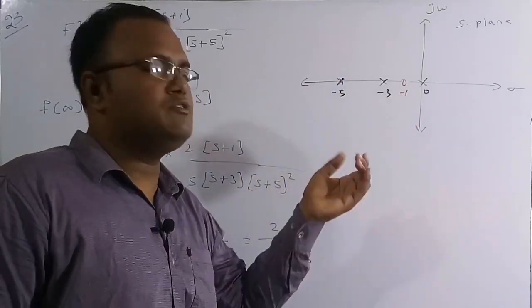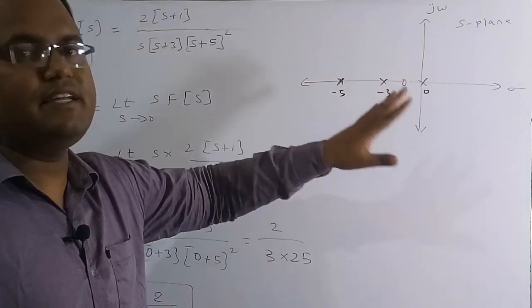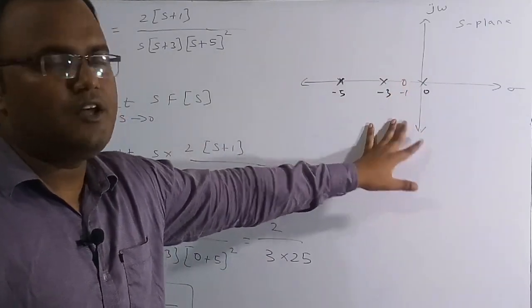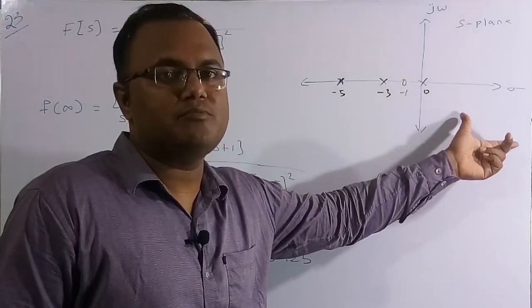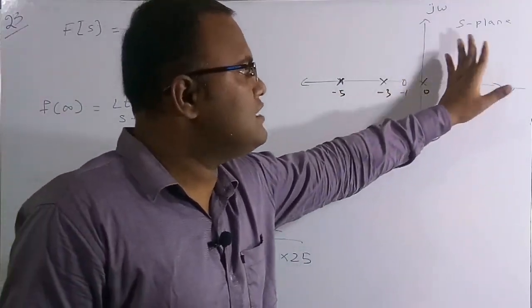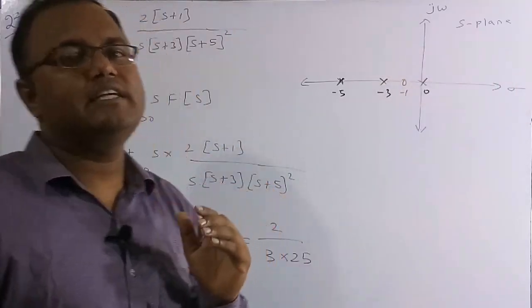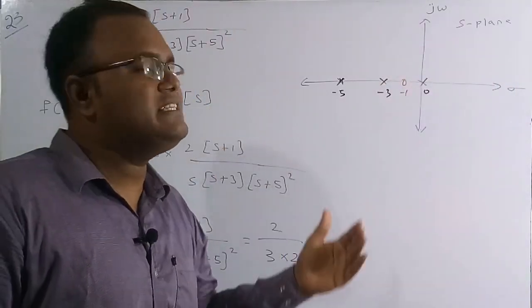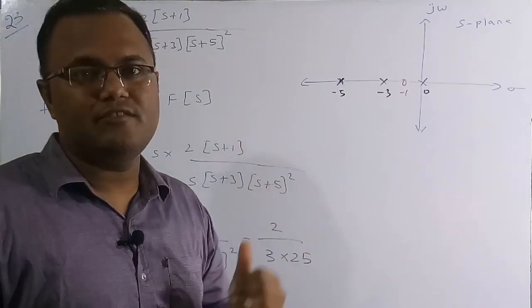Here, if you want to find the steady state value, the first thing is to draw the pole-zero plot. From that you have to see whether any pole is on the right side of the S-plane or not. If you see carefully, there is not even one pole in the right half of the S-plane. So we can conclude that there will be no increasing exponential. Therefore finally you are always going to get a steady state value.